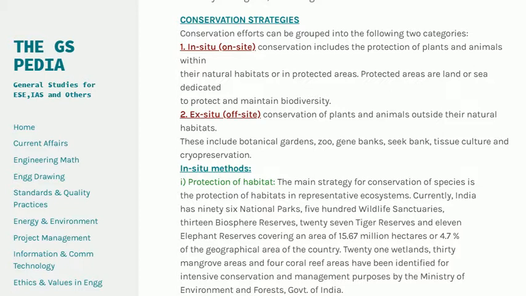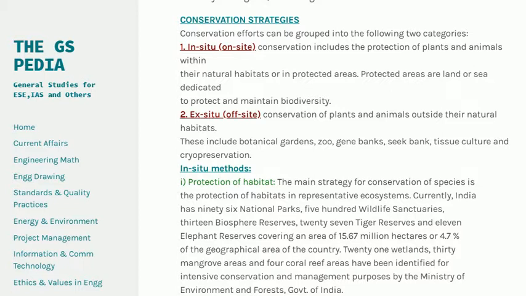1. In situ, on-site conservation, includes the protection of plants and animals within their natural habitats or in protected areas. Protected areas are land or sea dedicated to protect and maintain biodiversity. 2. Ex situ, off-site conservation, is the conservation of plants and animals outside their natural habitats. These include botanical gardens, zoos, gene banks, seed banks, tissue culture and cryopreservation.